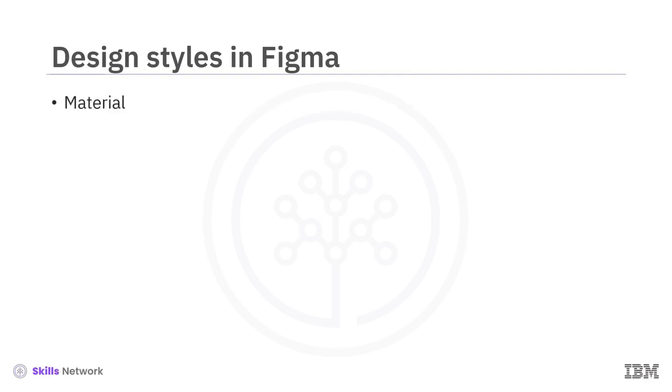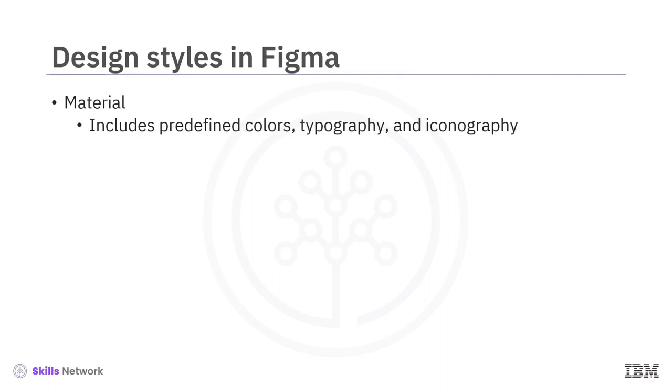Material design and Figma styles include a set of predefined colors, typography, and iconography, as well as other design elements, such as shadows, elevation, and layer styles. iOS styles include a set of predefined colors, typography, and iconography, as well as other design elements such as shapes and symbols that are unique to iOS design.